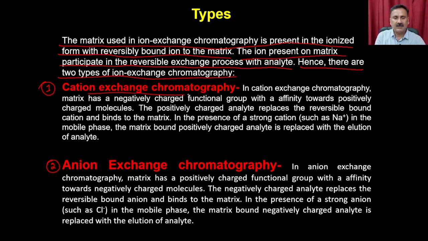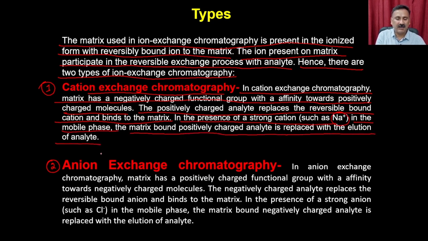In cation exchange chromatography, the matrix has a negatively charged functional group with an affinity towards positively charged molecules. The positively charged analyte replaces the reversibly bound cation and binds to the matrix. In the presence of a strong cation such as sodium in the mobile phase, the matrix-bound positively charged analyte is replaced, with the elution of the analyte.